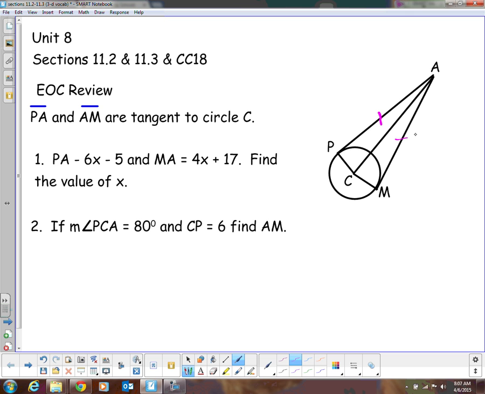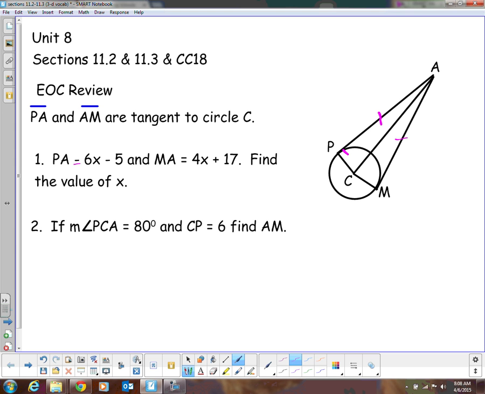That was a long, long time ago. So if PA equals 6x minus 5, and MA equals 4x plus 17, what's the value of x? Correct. Now let's look at this next one. What do you know about a tangent and a radius? What do you know about that intersection?